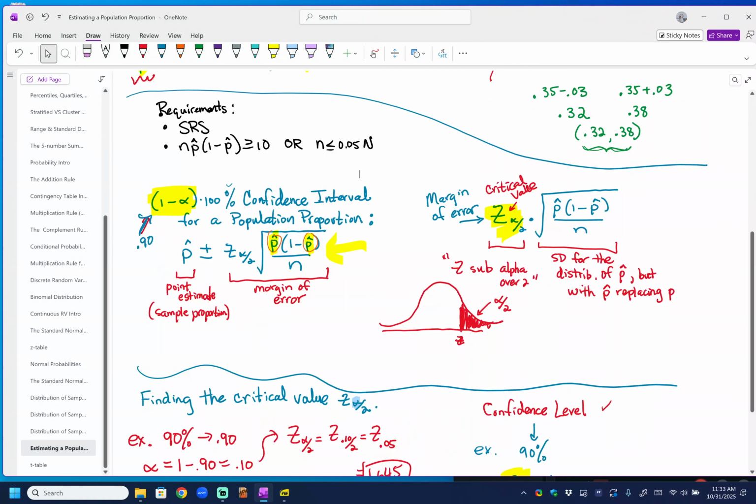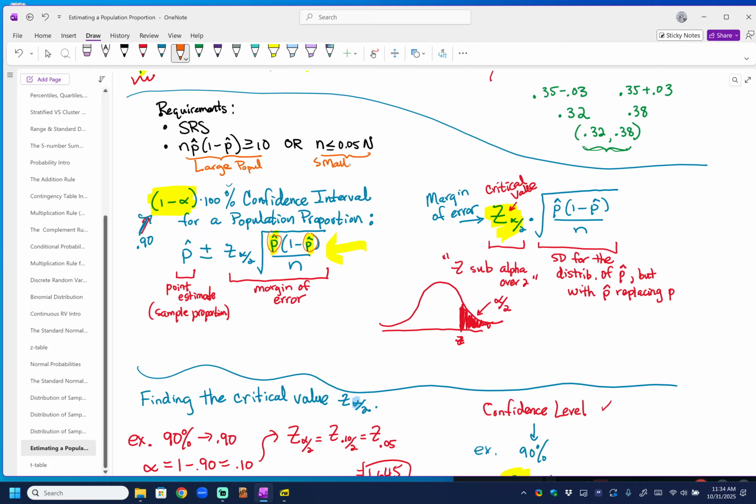So the first major requirement for this confidence interval is you must have a simple random sample taken from your population. That is very sensible. We want to make sure any bias is taken out of this. The second requirement is a one or the other situation, and I'll explain. Our first requirement here is specifically for very large populations, whereas our second requirement is for small populations.